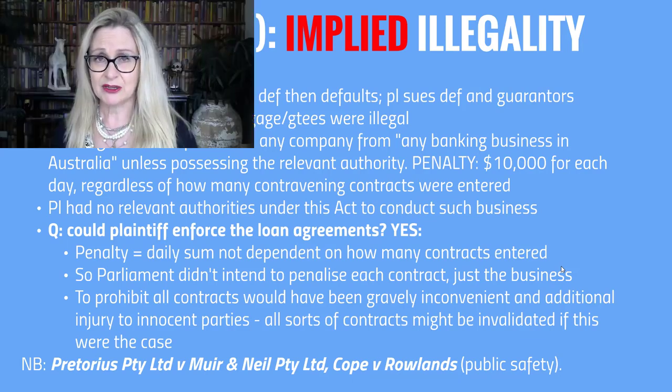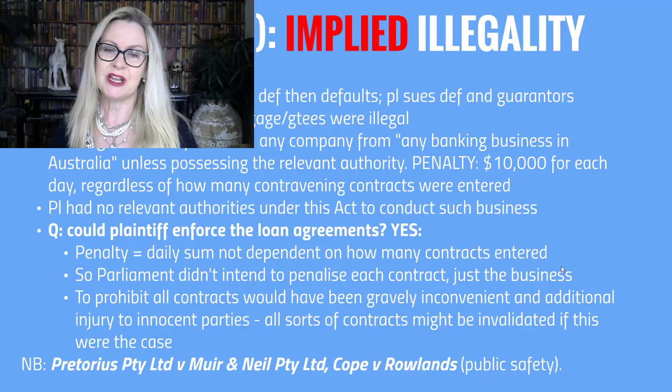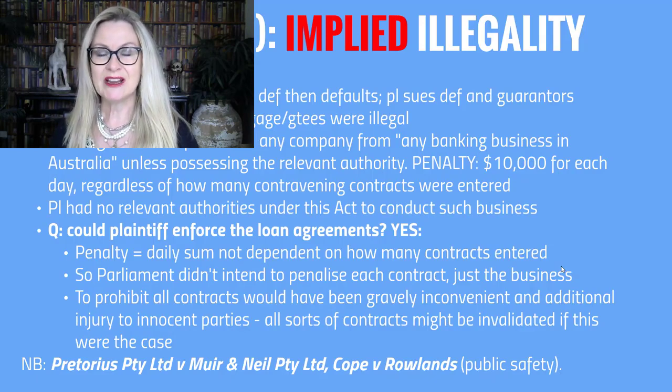The other thing that played on the court's mind was that to prohibit all contracts would have been gravely inconvenient and an additional injury to innocent parties. All sorts of other contracts would have been affected, employment contracts and the ability to pay depositors back their money. All of these things would have been an unintended and very unfortunate consequence of declaring all of the business's contracts illegal. So no prohibition in that case, no implied illegality.